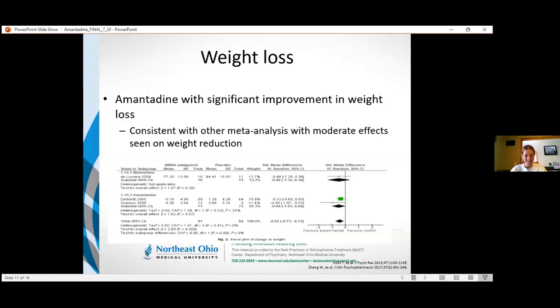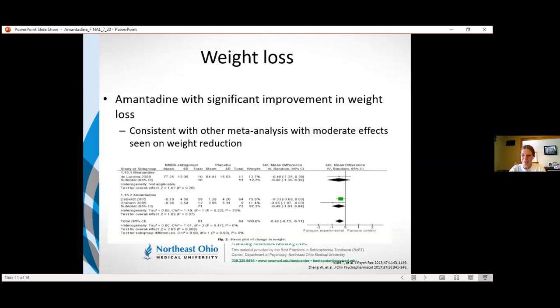Some of it may, and many of these were short-term trials. Some of it may have been, as is argued by the authors, from the nausea from starting the amantadine, but even in those that last a little bit longer, 6, 8, 12 weeks, there does seem to be an improvement in weight. So potentially as an option to assist with weight reduction in patients who may be struggling with that if their antipsychotic medications are beneficial, but they did gain some weight.